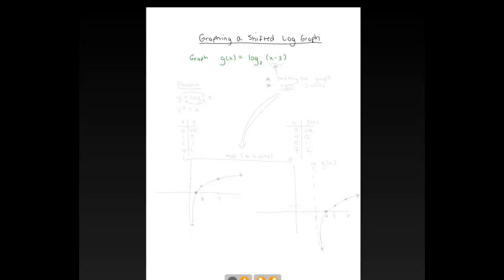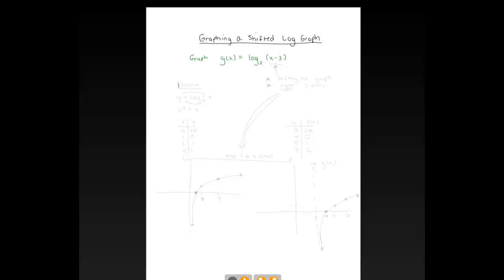Alright, now there's many different approaches to graphing things like this. What I want you to start thinking about is transformations. In other words, this is the graph of a basic log graph that got shifted or transformed in a way that we can predict. So just keep in mind that log base 2 of x minus 3 is somewhat similar to log base 2 of x. It's that minus 3 that's the thing we have to pay attention to.